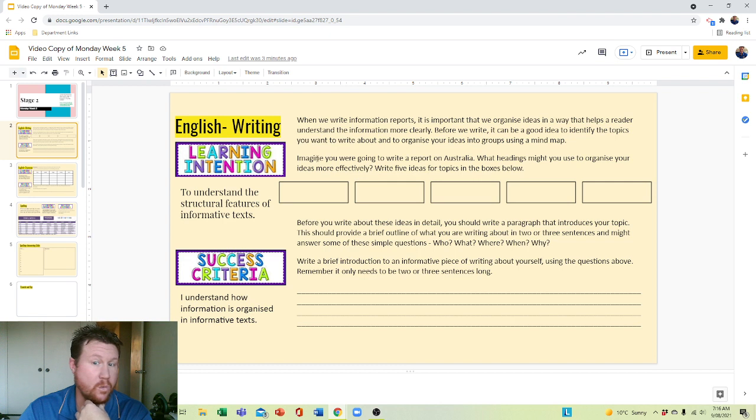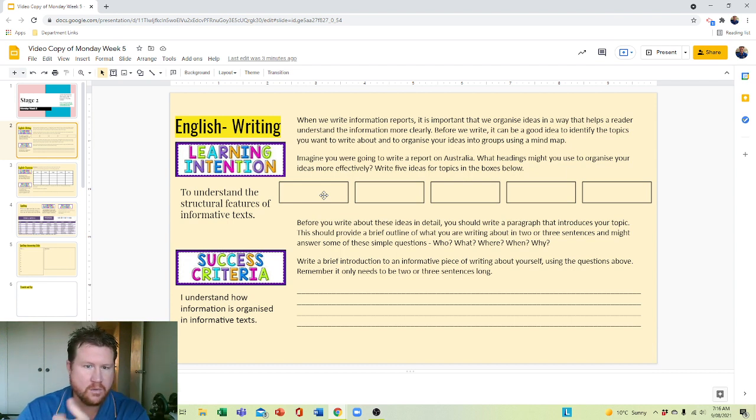Imagine you were going to write a report on Australia. Oh, that's my house. What headings might you use to organize your ideas more effectively? Write 5 ideas for topics in the boxes below. So imagine you were writing about Australia. What headings might you use to organize your ideas? So think about it. Not Australia, but any country.